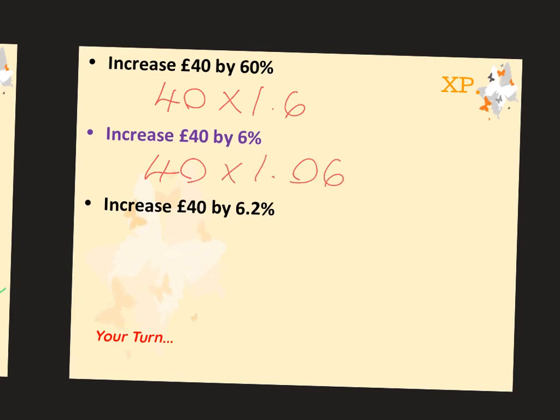Increase £40 by 6%, 1.06 for the multiplier. So we get the 100%, the one whole one, and add on the extra. Increase £40 by 6.2%, 1.062 for the multiplier.